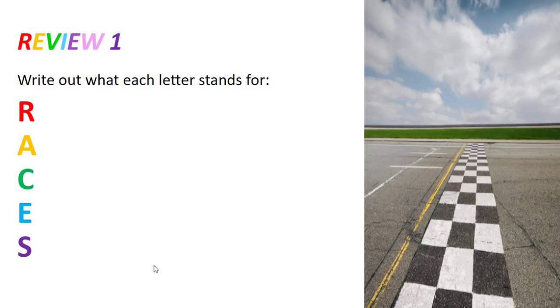Okay, so let's do a brief review. Think about what each letter of RACES stands for, and I'll ask you to write it down on a piece of paper. You can pause the video while you do this. Okay, so let's review. R stands for restate the keywords from the question. A stands for answer the question. C stands for cite the evidence. E stands for explain the evidence. And S stands for sum it up.